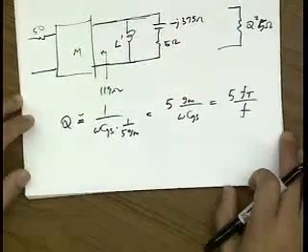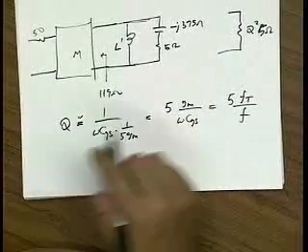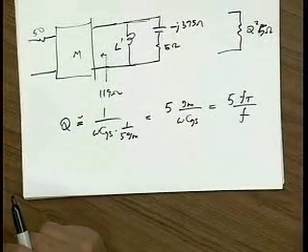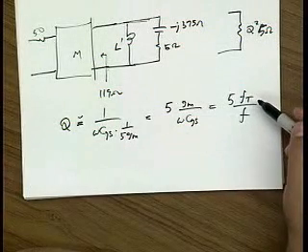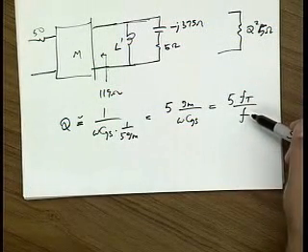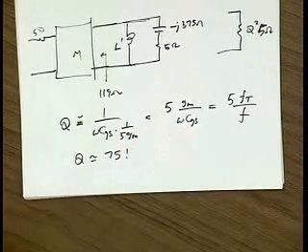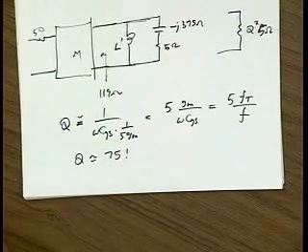So you can see that if you do a good job with layout, then the quality factor of the input network is actually quite large. In this case, I have a 75 gigahertz f_T and I'm operating at 5 gigahertz. That means my Q is 75. That's an extremely large Q, right?